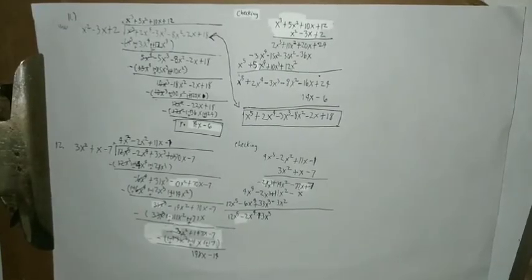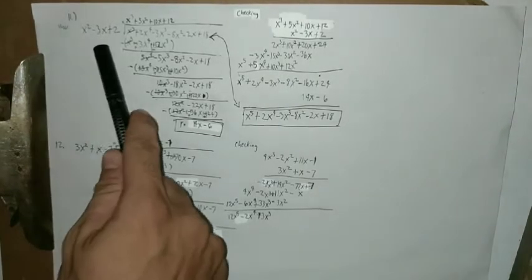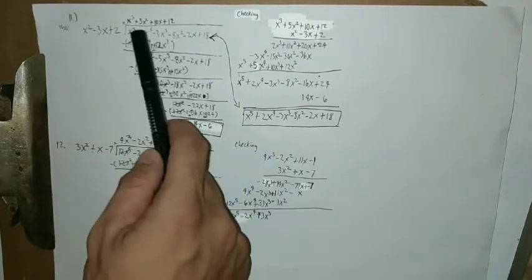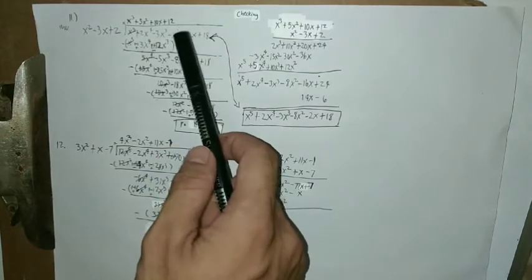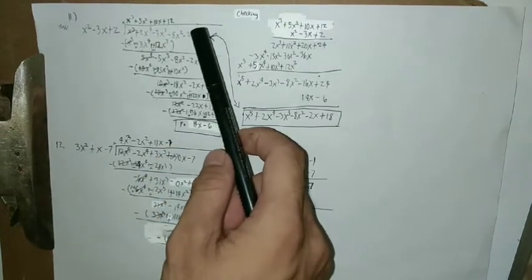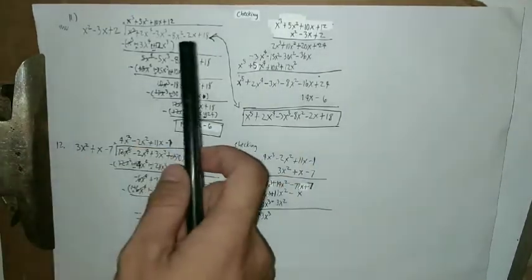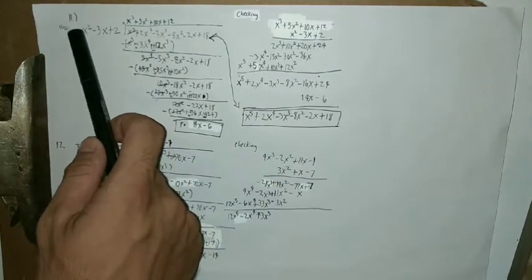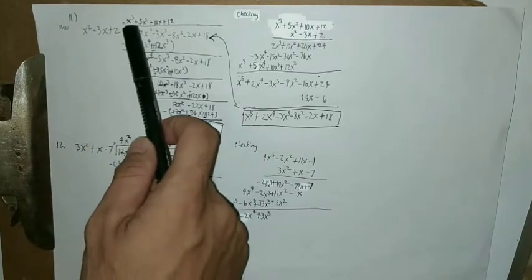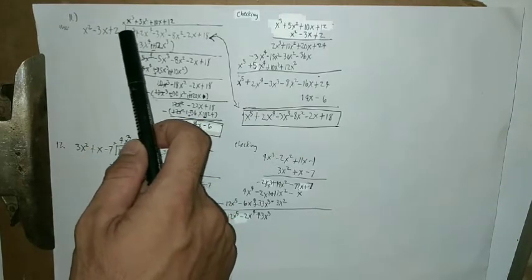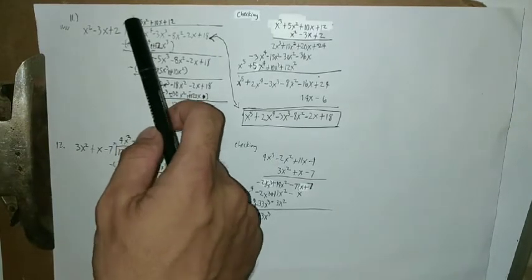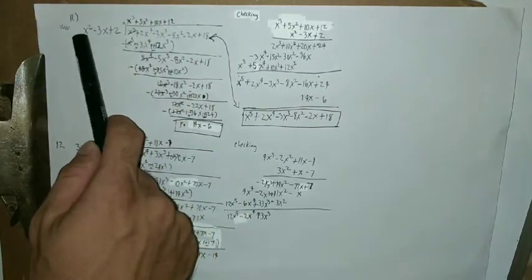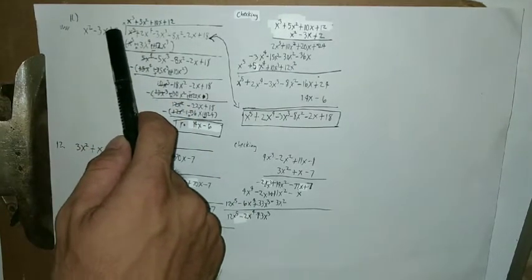So hi guys, here's problem number 14. So x squared minus 3x plus 2 divided by x raised to the fifth power plus 2x raised to the fourth power minus 3x cubed minus 8x squared minus 2x plus 18. First you must divide x raised to the fifth power by x squared. So the answer is x cubed. Then after you get the answer, you multiply x cubed to x squared minus 3x plus 2.